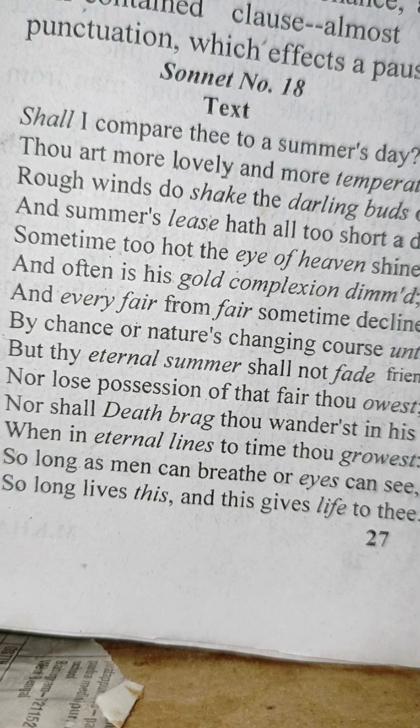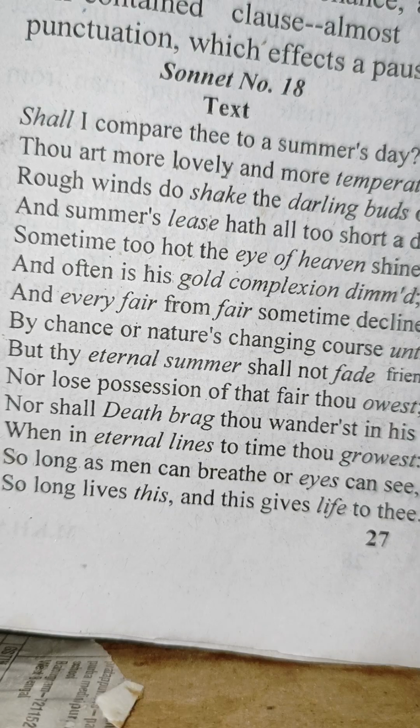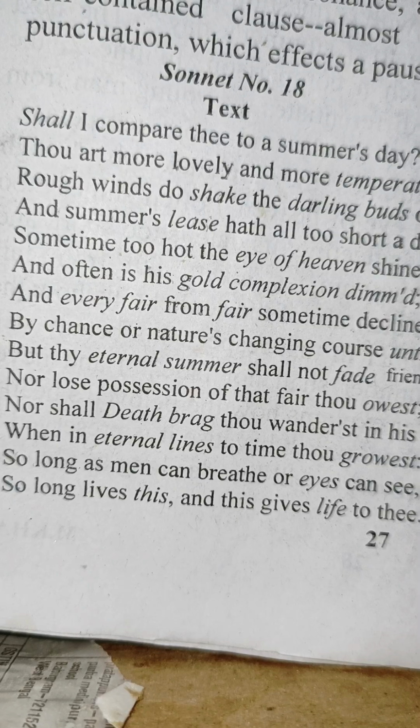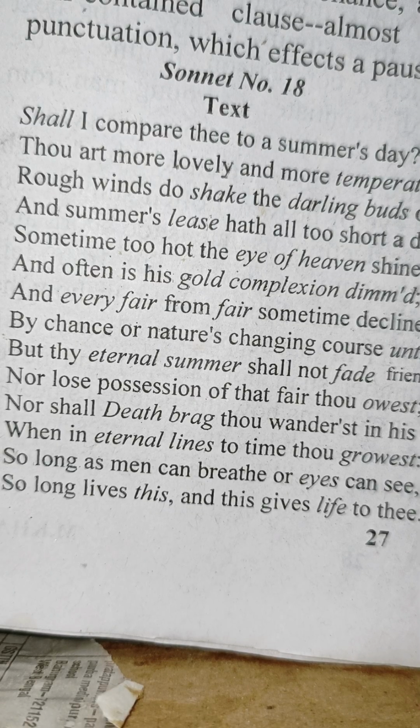Similarly, like the octave, the quatrains present a problem or question and develop a theme or idea, and the concluding couplet sums it up. That means a theme or idea is discussed in the quatrains, and the concluding couplet sums it up. The rhyme scheme is ABAB, CDCD, EFEF, GG. The Shakespearean sonnet follows this rhyme scheme.